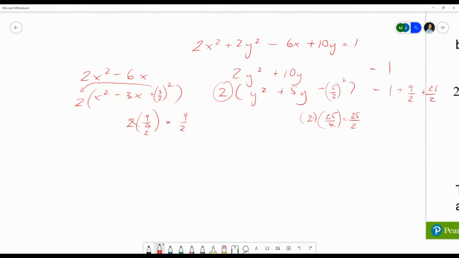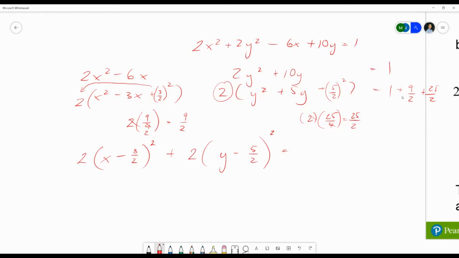Okay, so now I need to rewrite everything. It's x plus b over 2, where b here is negative 3. So negative 3 over 2 squared. And then this 2, bring it down. Same thing over here. y minus 5/2 squared equals.